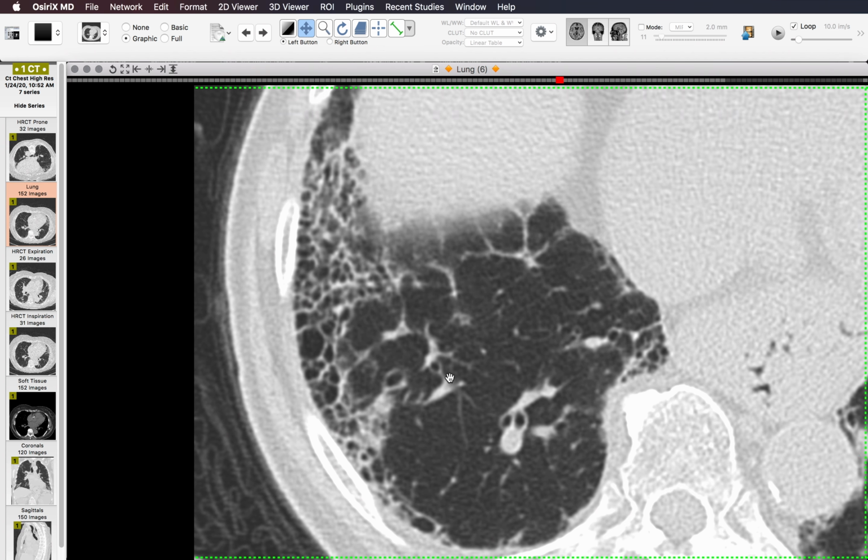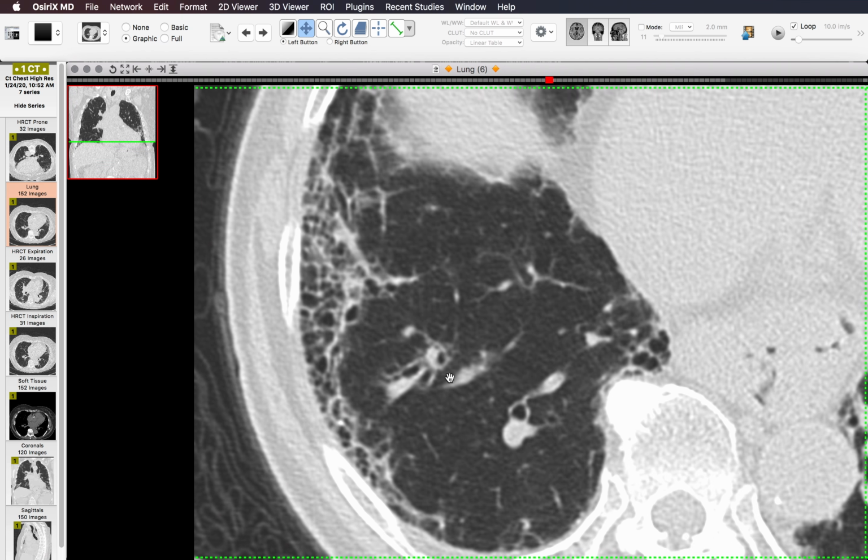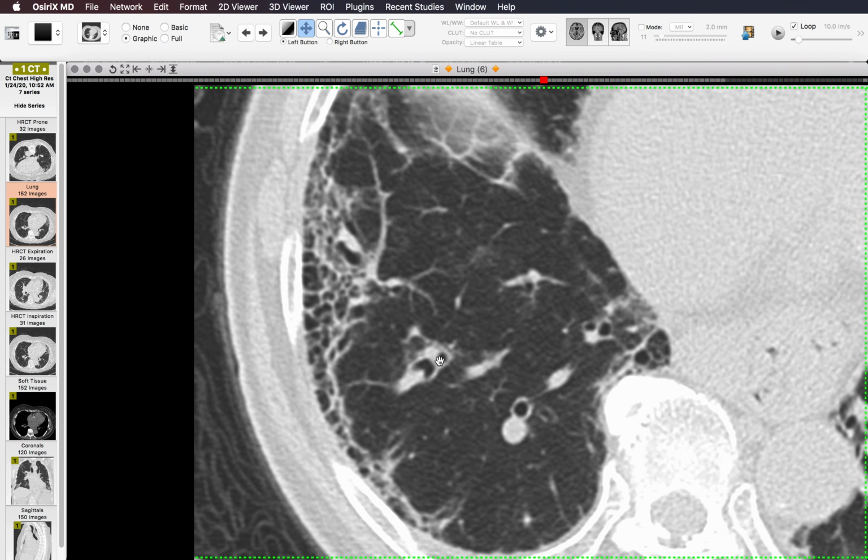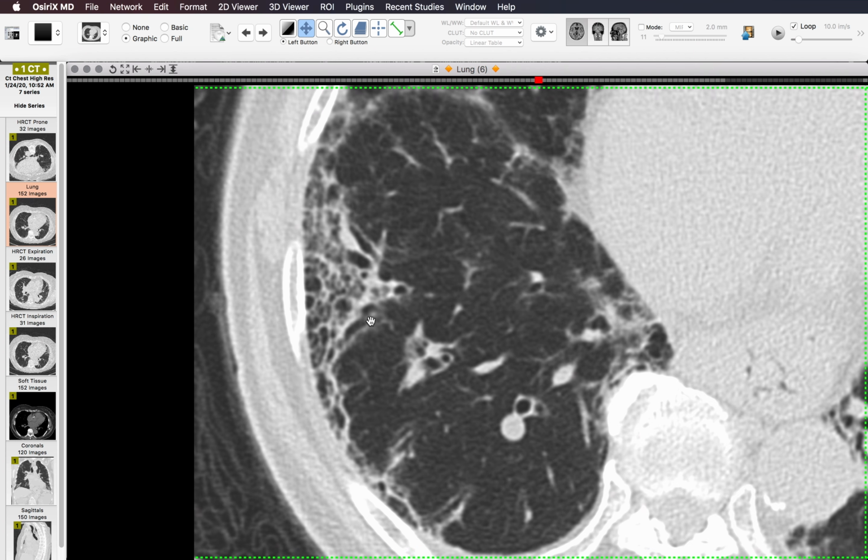It doesn't really look like it's honeycombing in isolation though. And usually when you have honeycombing, it's not in isolation. Like for example, I have traction bronchiectasis right here.